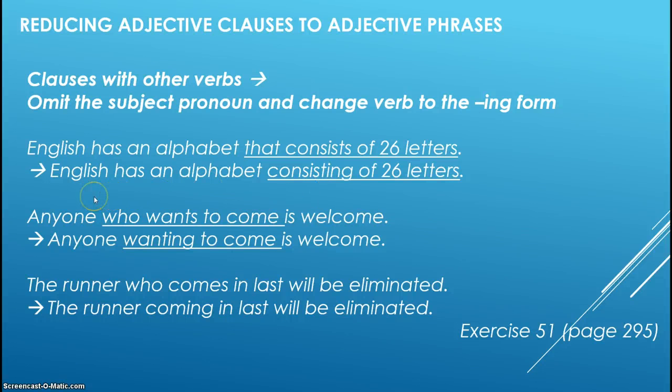Let's do it again. Anyone who wants to come is welcome. There is our adjective clause. Take out the subject pronoun. There is our verb. It's not a be verb. We can't take it out. We just have to change it. Add the ing. Anyone wanting to come is welcome. That's a fine sentence right there. And the last example: the runner who comes in last will be eliminated. Find your adjective clause. There it is. Take out the subject pronoun. Change the verb to the ing form. And there you have it: the runner coming in last will be eliminated.